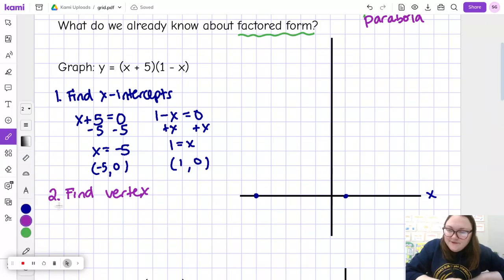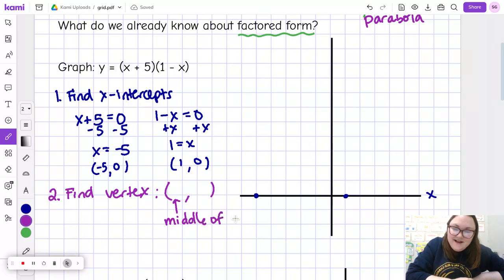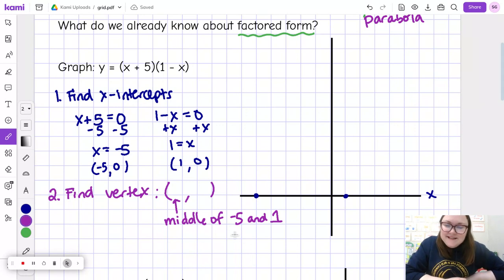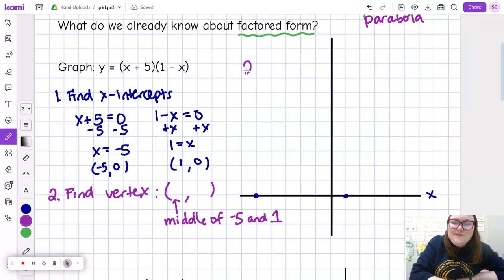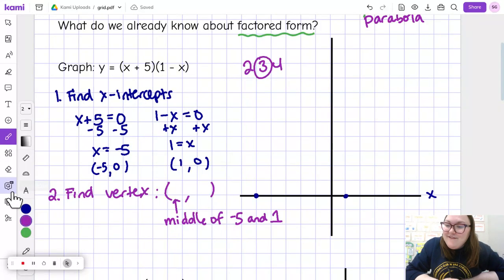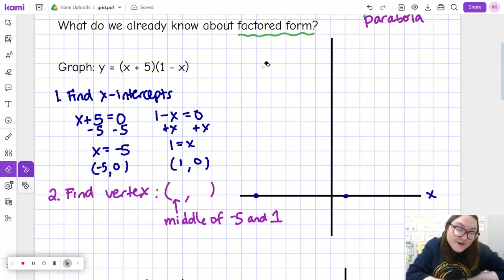So when we find our vertex, it's going to end up being a point on the graph. But I know that x-coordinate is going to be in the middle of -5 and 1. Now sometimes it's really easy to see what the middle number is. For example, if I asked you what number is in the middle of 2 and 4, I think most of us know the middle number is 3. For -5 and 1, it might be a little harder for you to identify what that middle number is.